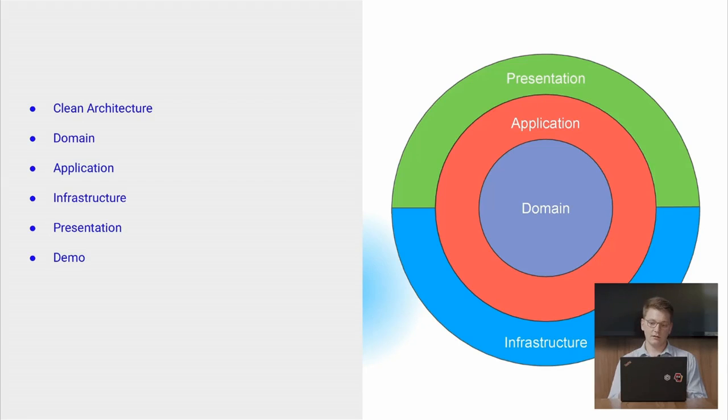On the right side here you can see a visual representation of the clean architecture, and you can see it's made up of a couple of concentric circles. In the middle we have the domain layer, as it's popularly called. One level up we have the application layer, and then at the top, or at the outermost layers, we have the presentation and infrastructure layers.